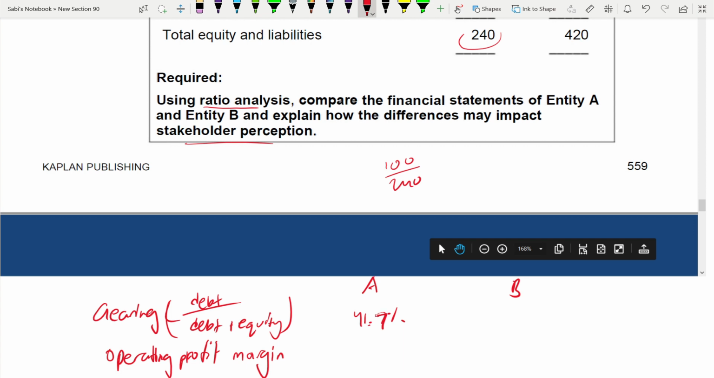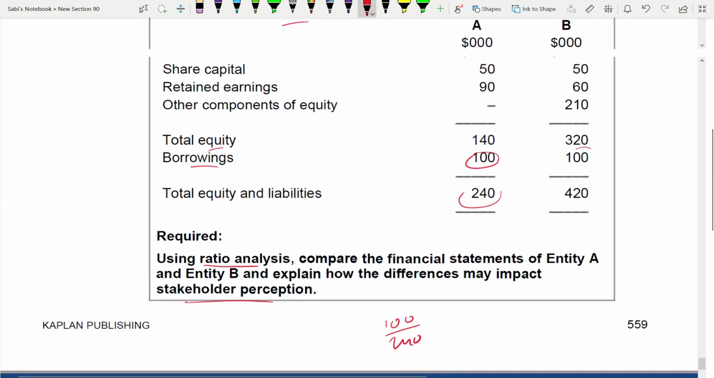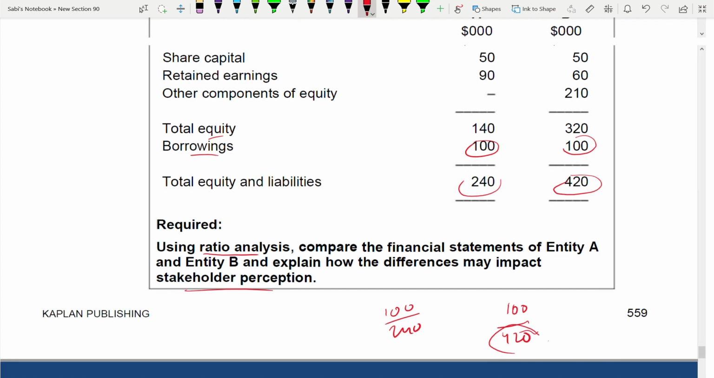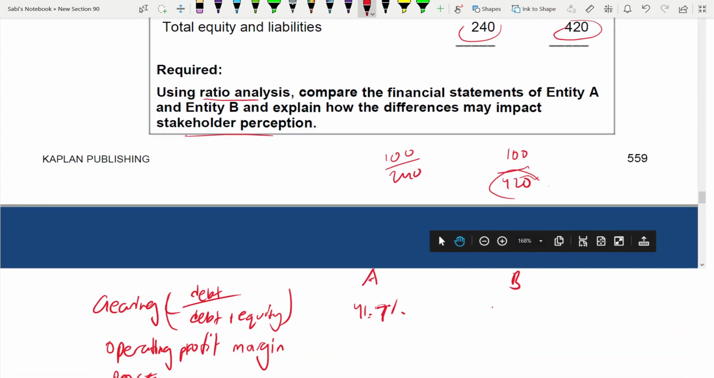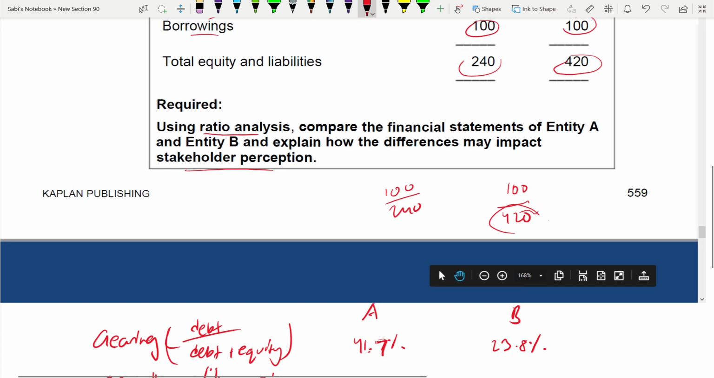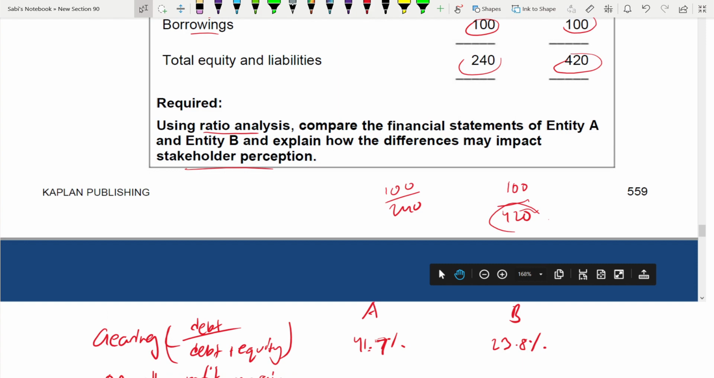Doing the similar thing for B. B would be 100 over 420. It's more. Remember, when the denominator increases, your ratio percentage will fall. It will be less than 41.7. It will become almost half of it. So 23.8. You see? That means you are having more equity in the base.